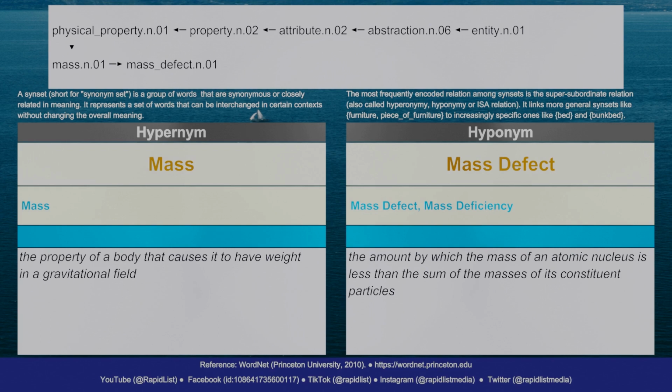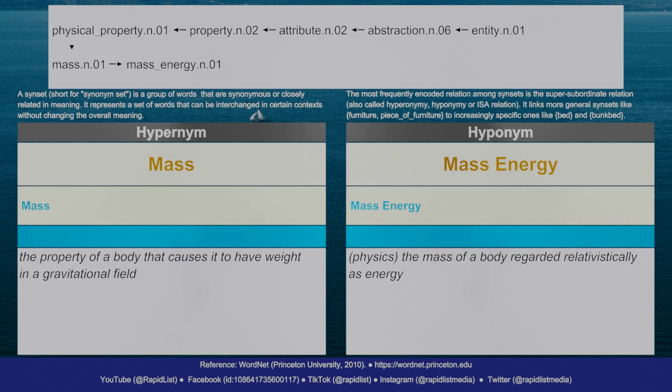Mass defect. The amount by which the mass of an atomic nucleus is less than the sum of the masses of its constituent particles. Mass energy. Physics, the mass of a body regarded relativistically as energy.